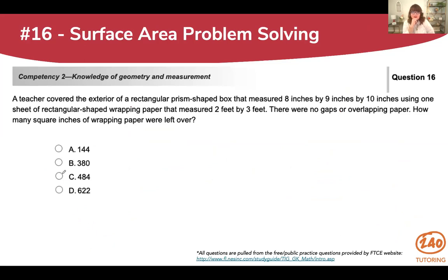This one's surface area. It says a teacher covered the exterior of a rectangular prism-shaped box, so we're looking at the outside, that measured 8 inches by 9 inches by 10 inches, using one sheet of rectangular-shaped wrapping paper that measured 2 feet by 3 feet. There were no gaps or overlapping paper. How many square inches of wrapping paper were left over?